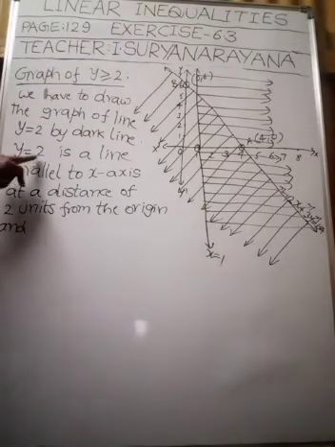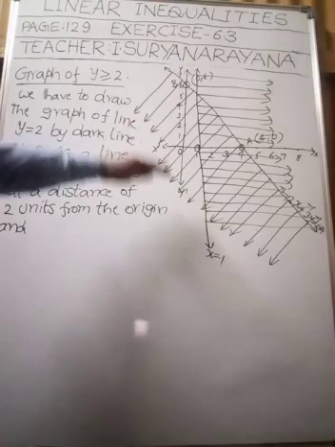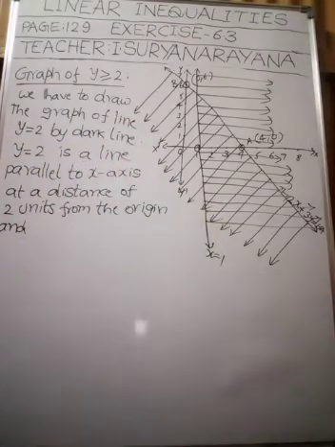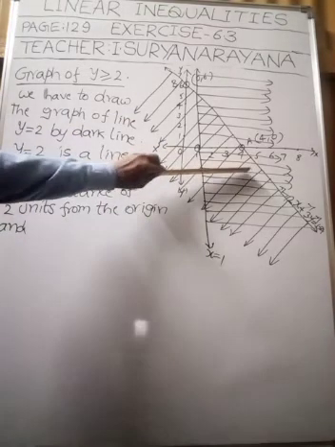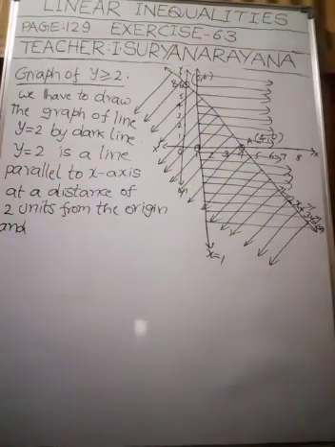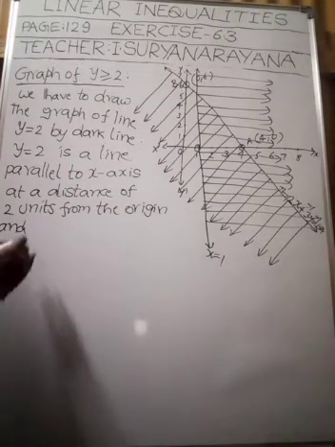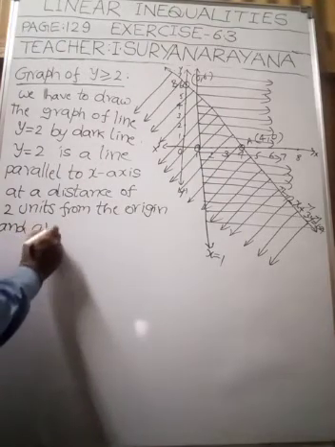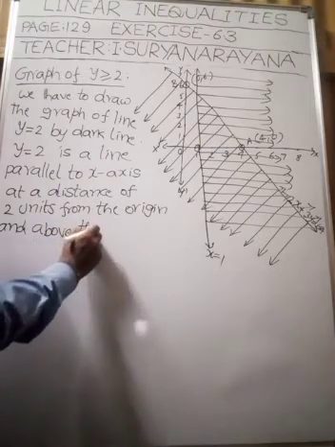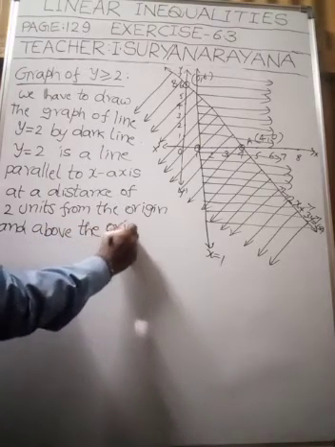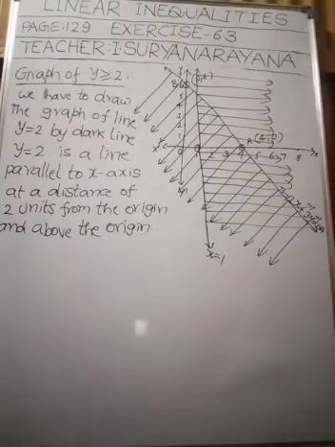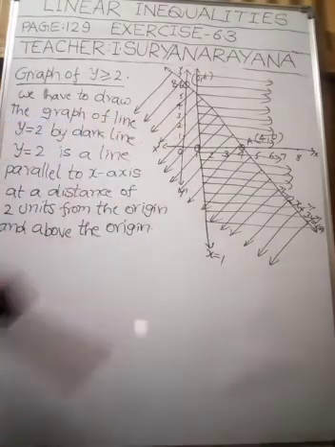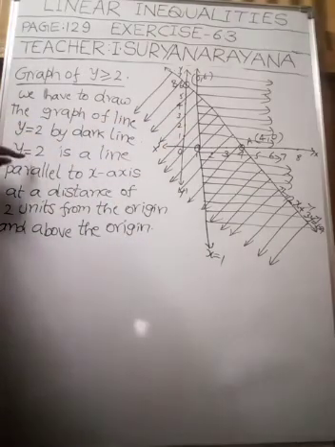If it is negative, meaning y is equal to -2, then below the origin. So we draw like this here, downside, down the origin. Okay, my children? And above the origin. Understood this point, my children? So we draw the graph of the line y is equal to 2.